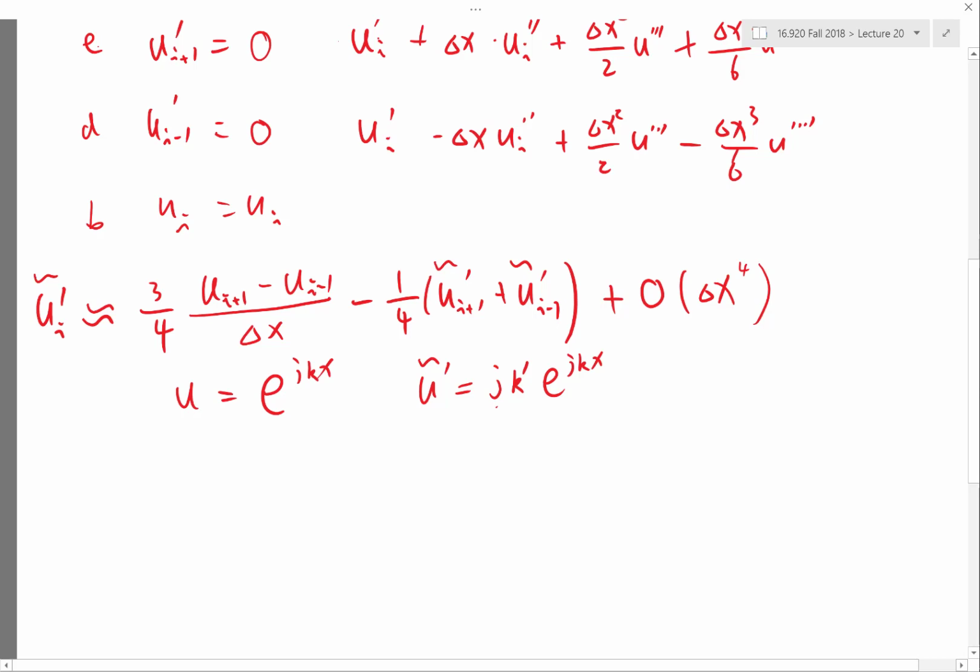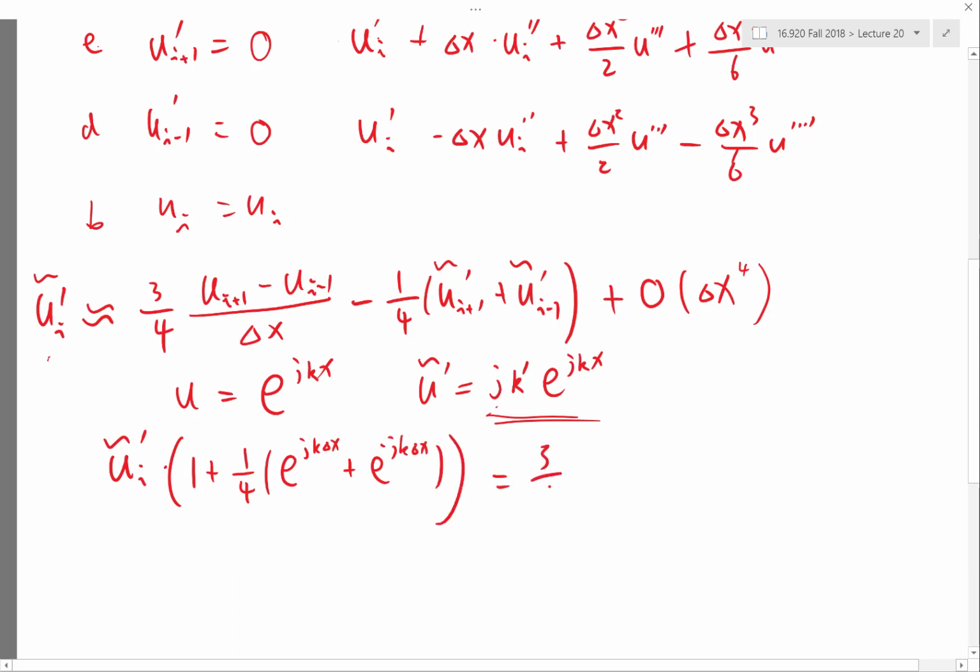Plugging this into the equation, we immediately see that we move all the derivatives to the left hand side. Then we see that u_i prime times 1 plus a quarter, which is these terms, times e to the jk delta x plus e to the minus jk delta x, would be equal to 3 over 4 times u_i, and we have e to the jk delta x minus e to the minus jk delta x, divided by delta x.